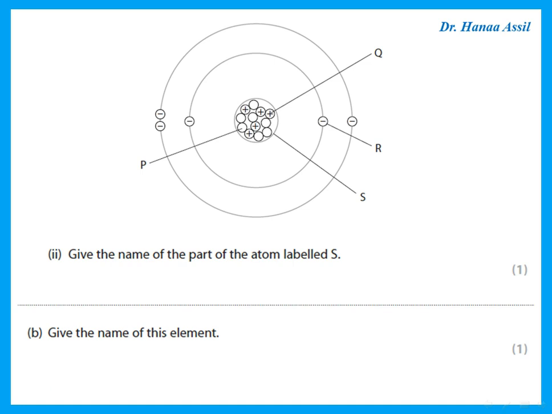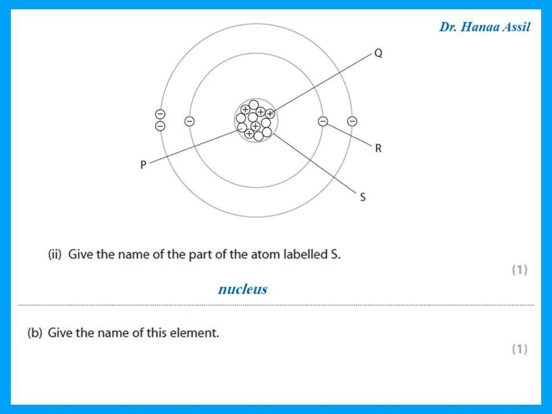Then the question says, give the name of the part of the atom labeled S. So that central part in the atom is called what? It's called nucleus. Now, give the name of this element. How do I know the name of this element? Remember that in order to identify this element, I count the number of protons. How many protons does it have? It has a total of 5 protons.